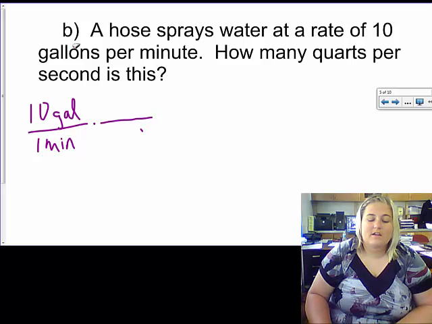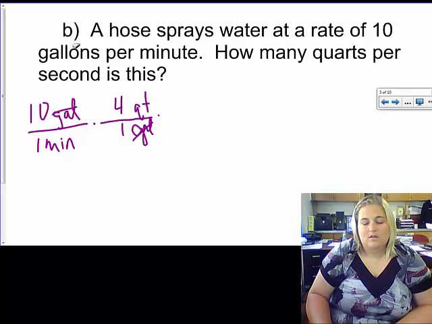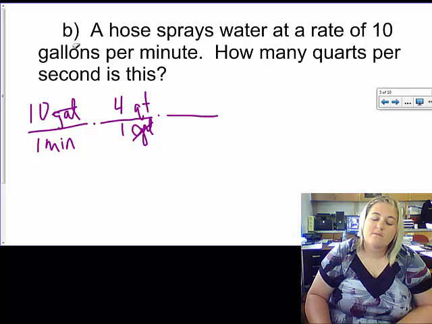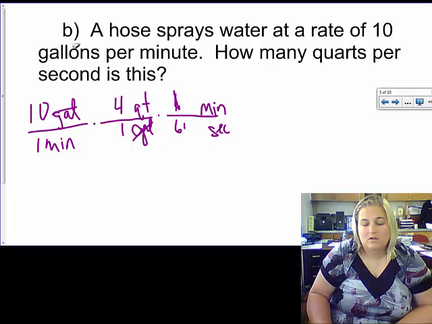For gallons to cancel, it must go in the bottom. And I'm changing it to quarts. And the equivalency between gallons and quarts is that there are 4 quarts in 1 gallon, and I have to multiply again. Whenever I multiply across now, I'm going to have quarts per minute, but I want quarts per second. So minutes is what cancels here. And on the bottom is going to be seconds because that's what I'm converting to. And I know that my equivalency between minutes and seconds is that for 1 minute there is 60 seconds.